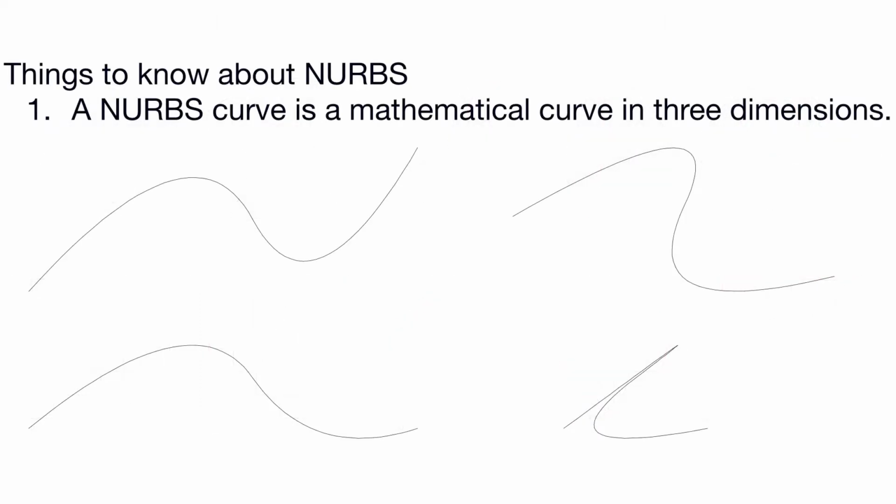So the number one thing to think about when you're trying to define a NURBS is that a NURBS curve is a mathematical curve in 3 dimensions. And this is actually a picture of a single curve from 4 different views, a top, front, right, and isometric view, and you can see that it's twisting and curving in all of these different directions.